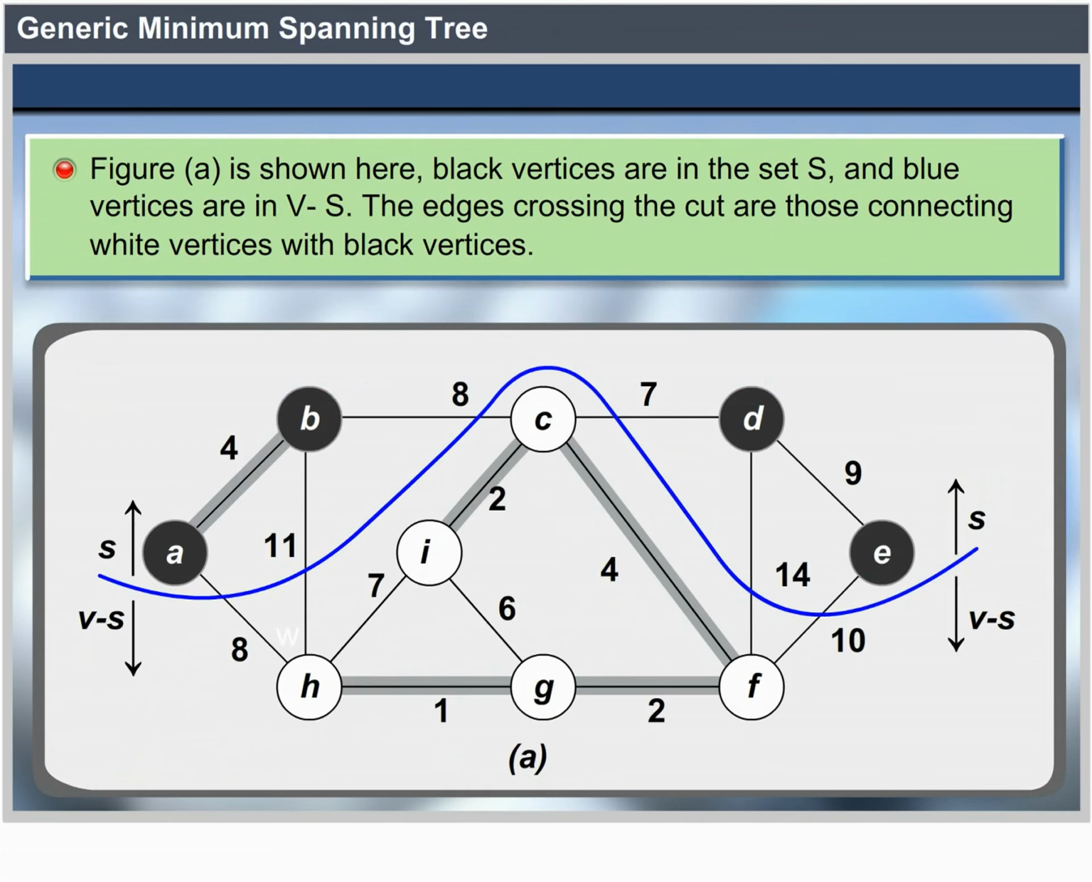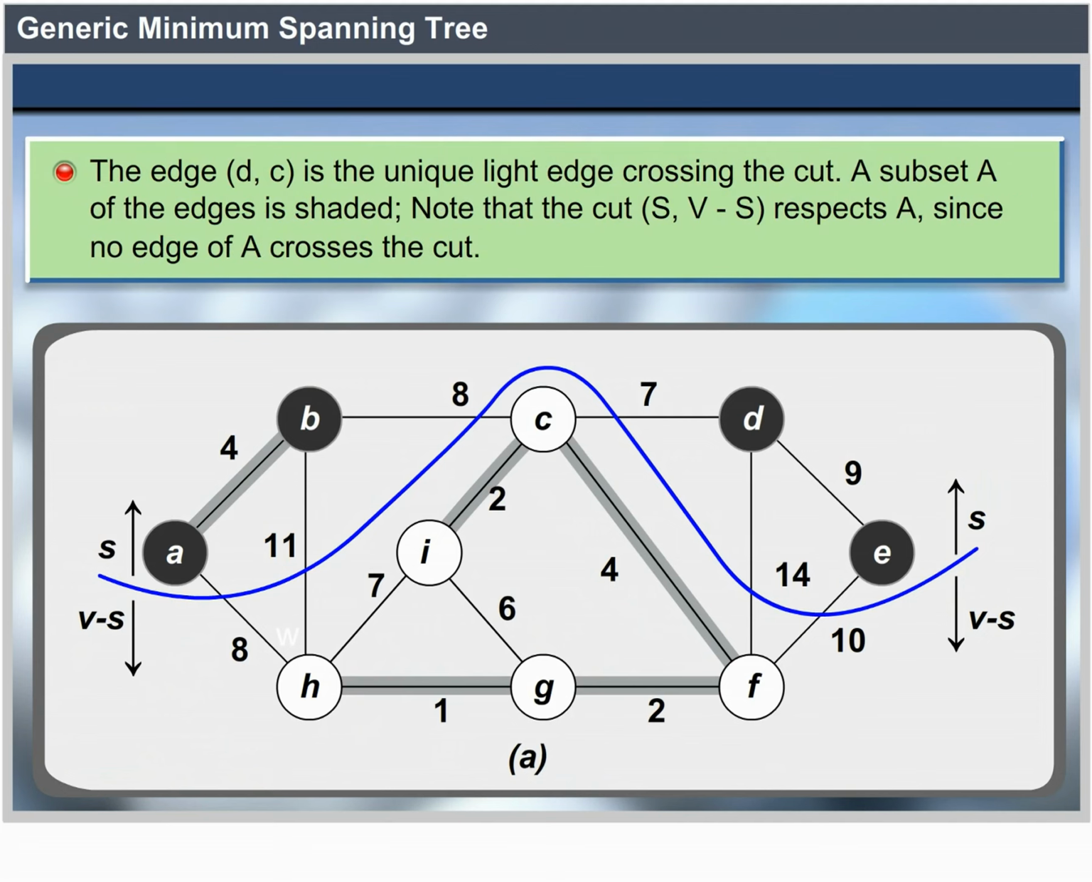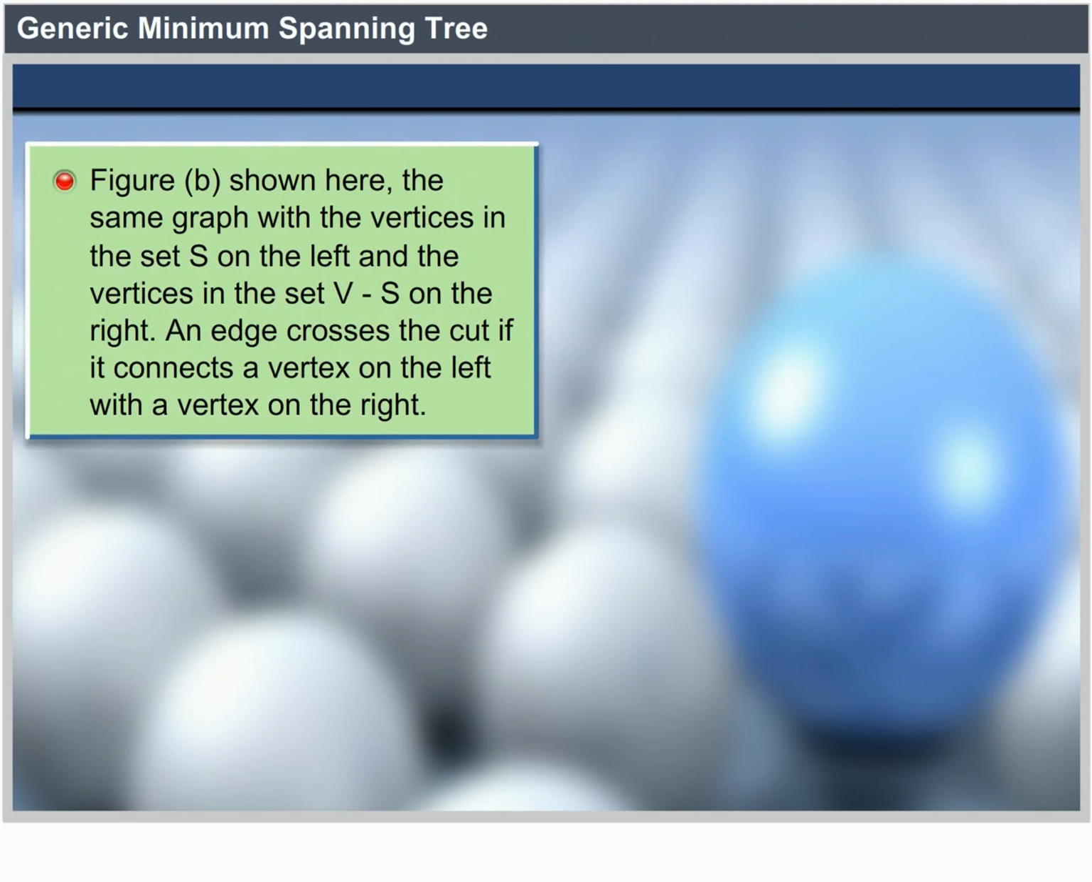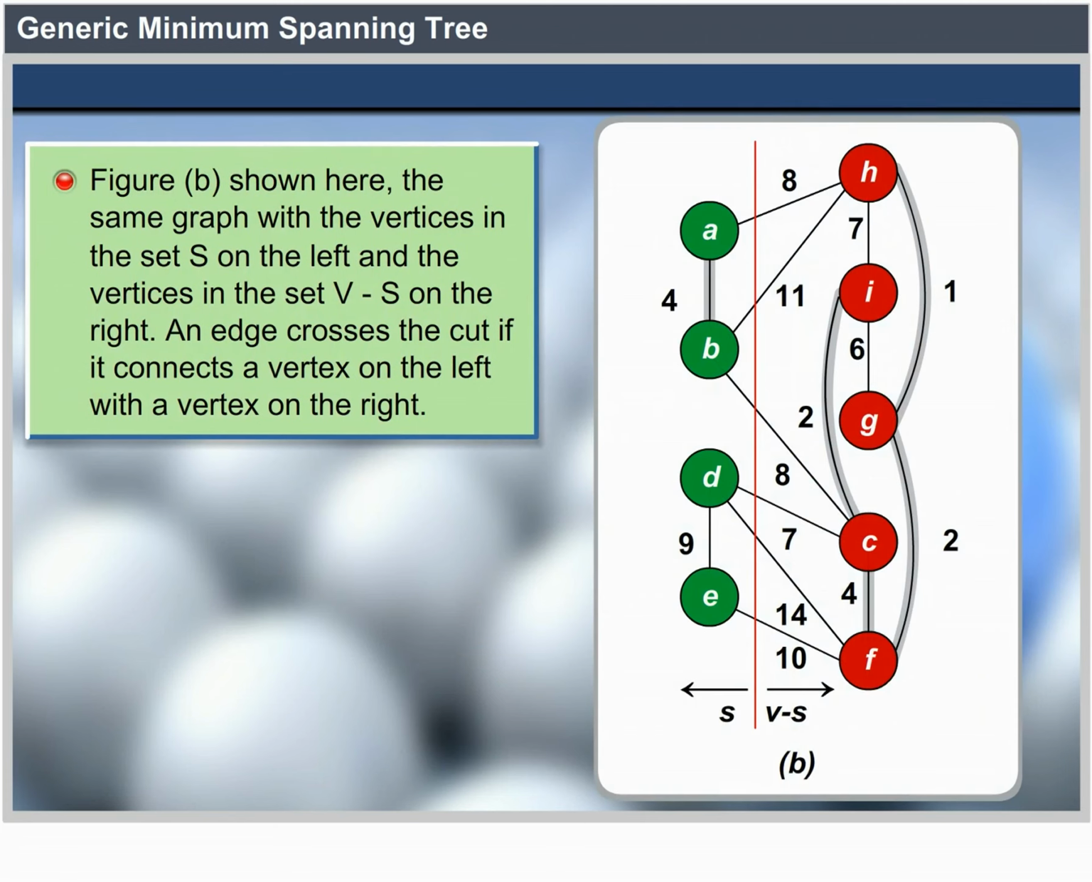The edge (D, C) is the unique light edge crossing the cut. A subset A of the edges is shaded. Note that the cut (S, V minus S) respects A since no edge of A crosses the cut. Figure B, shown here, is the same graph with the vertices in the set S on the left and the vertices in the set V minus S on the right. An edge crosses the cut if it connects a vertex on the left with a vertex on the right.